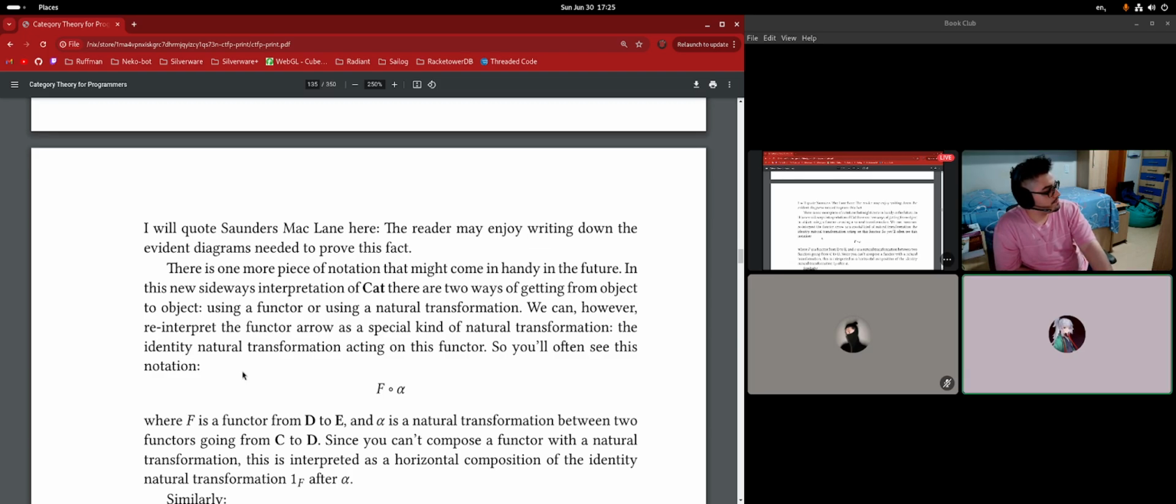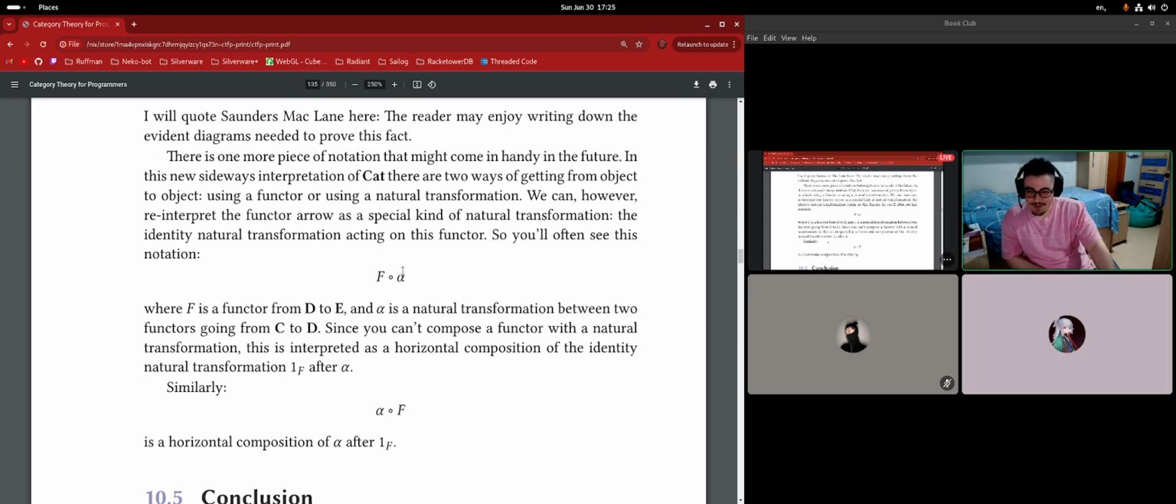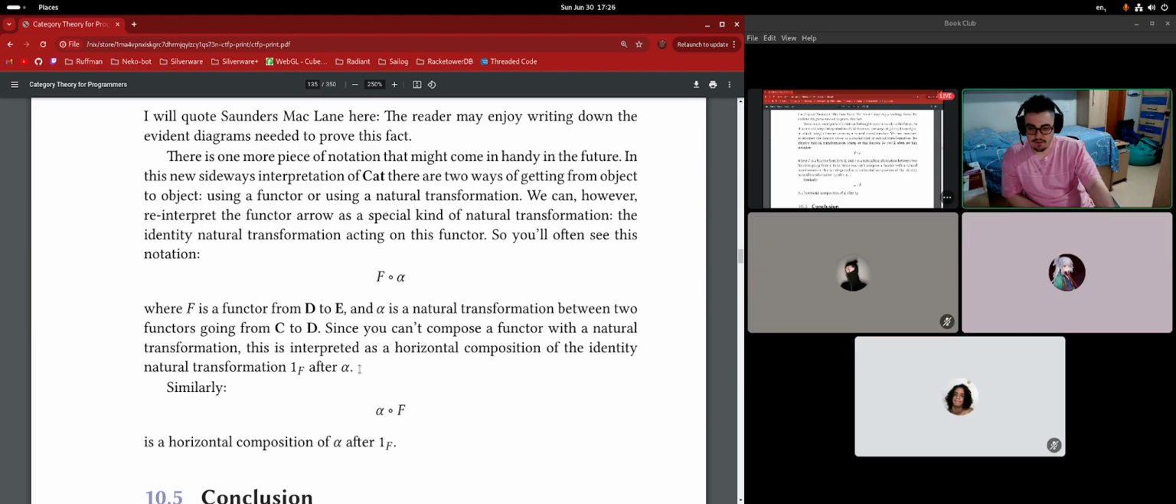That's basically like saying, okay, I'm going to interpret the number 3 as actually being the identity function specialized to work only on the number 3, which is a bit weird, but it works. So you often see this notation, where F is a functor and alpha is a natural transformation between two functors going from C to D. Since you can compose a functor with a natural transformation, this is interpreted as a horizontal composition of the identity transformation.